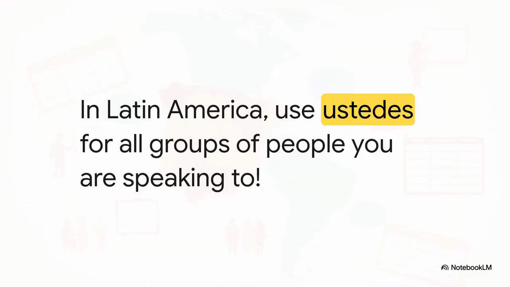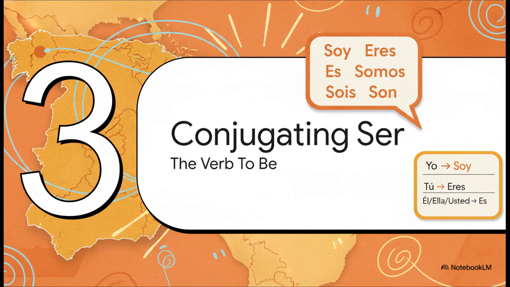Now, here is some great news that keeps things wonderfully simple for us. When you're talking to a group of people and you want to say you all, you just use ustedes. In the Latin American Spanish we're focusing on, ustedes covers absolutely everyone. Whether you're talking to your closest friends, a room full of teachers, or complete strangers. If there's more than one of them, they are ustedes. Easy, right?